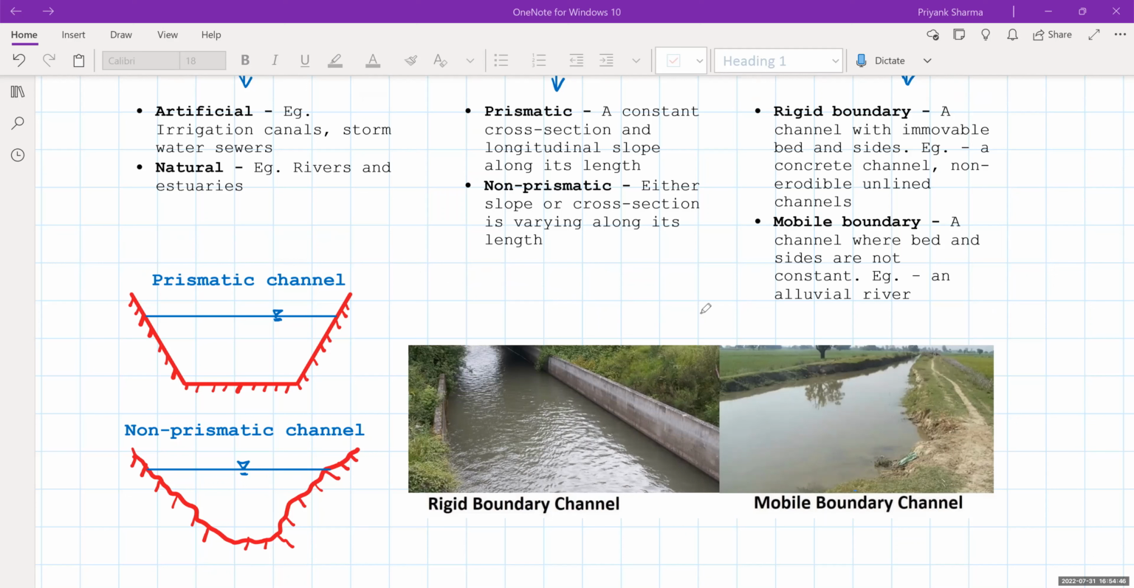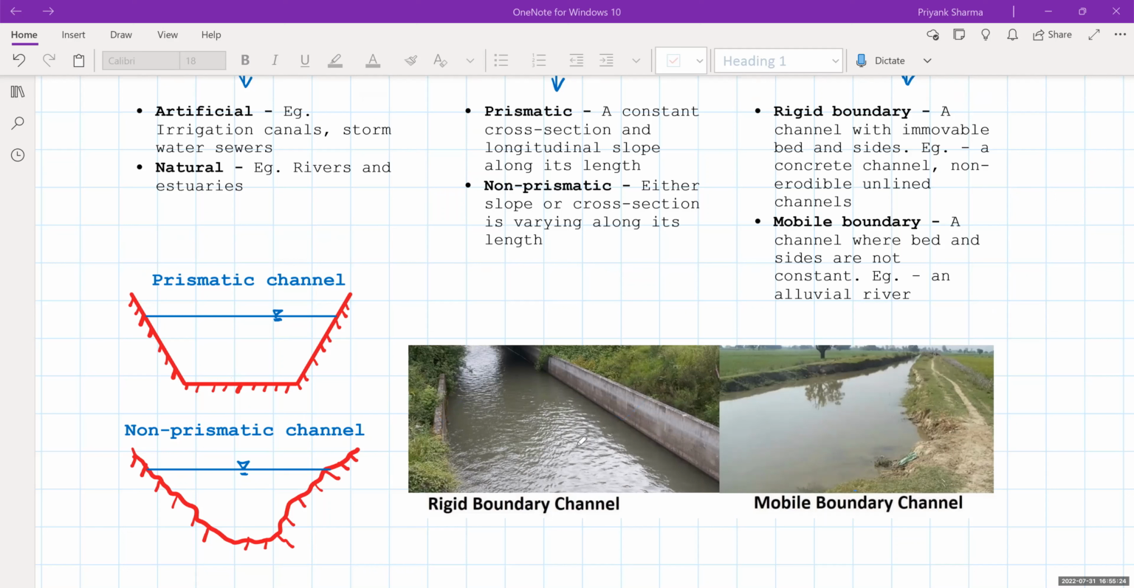Coming to the other part, rigid and mobile boundary channels. Here we are talking about only boundaries. A channel with an immovable bed and sides. Here the longitudinal slope is not in the picture, only the bed and sides. In this channel, these are the sides and this is called the bed. So the channels which have immovable beds and sides are classified as rigid boundary channels. Usually, as you can see in this figure, this is a concrete lined channel. So this is a rigid boundary, so the bed and sides won't move.